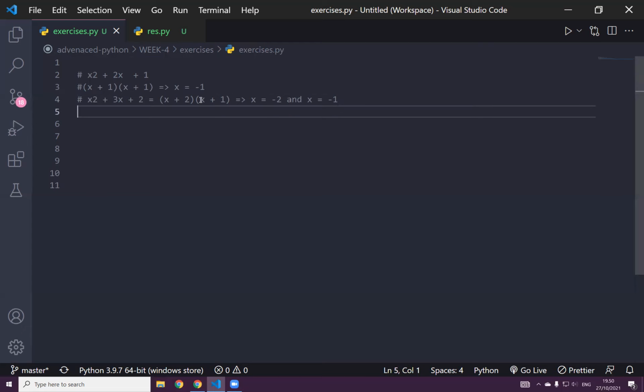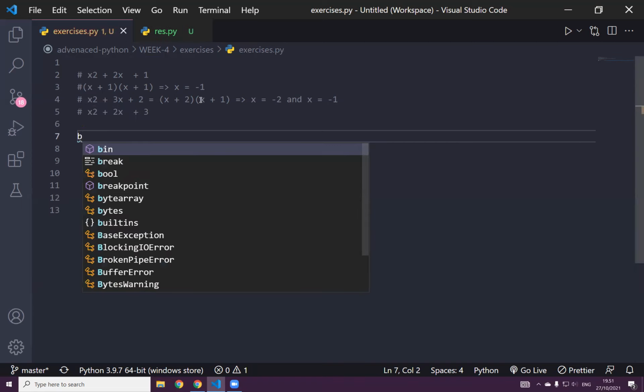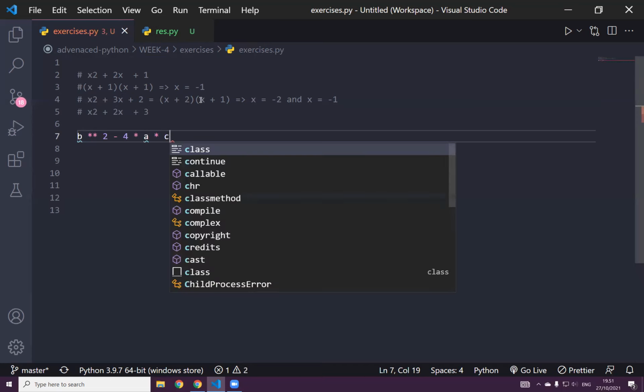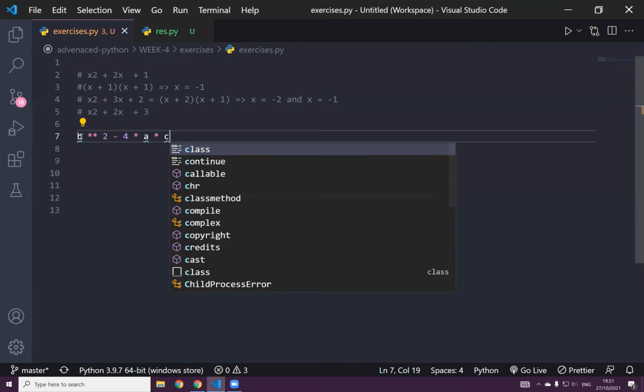If we have another one, x squared plus 2x plus 3, we may not have a solution set for this. We will see; we may or may not, but I don't know. I have to use the discriminant. What is the discriminant? It's b squared minus 4ac, right? So this is the discriminant.